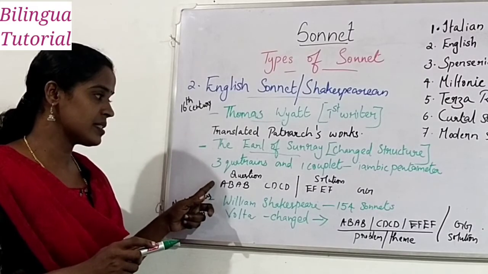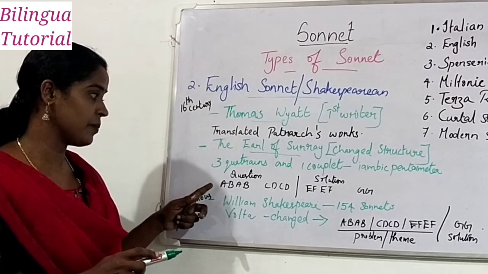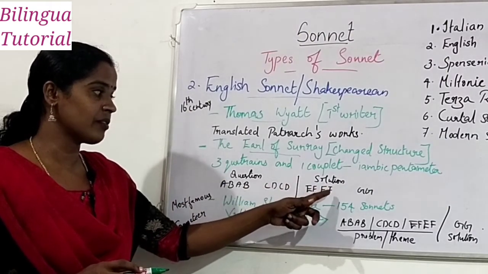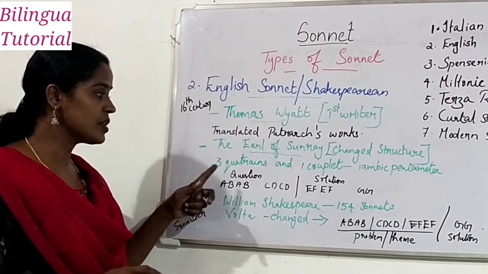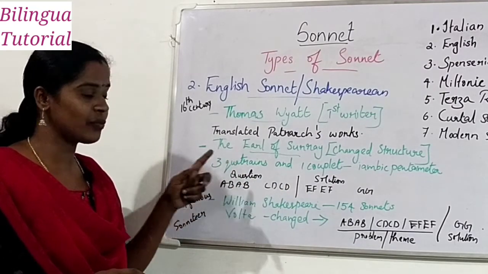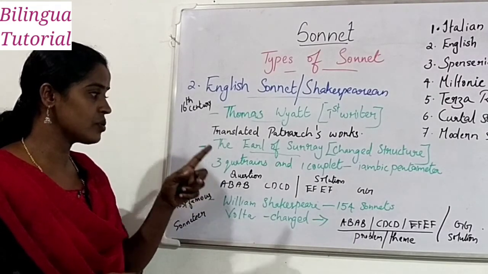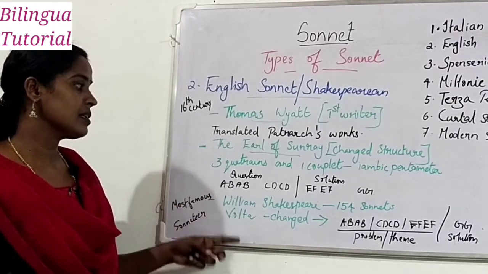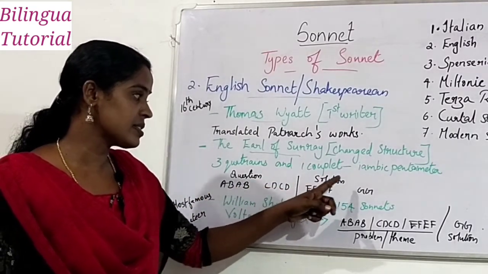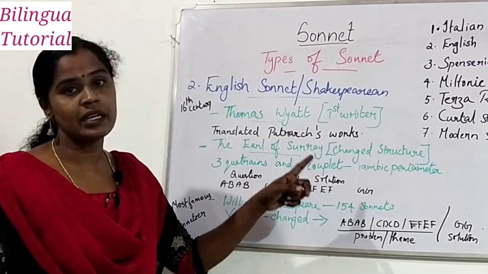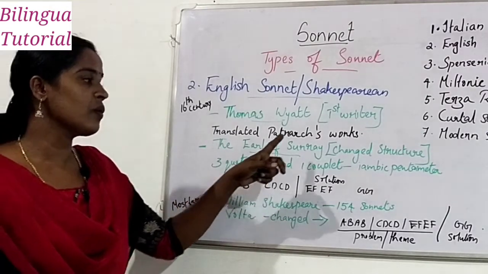So the question or shift in mode is there, no? That starts from E F E F. That is where the solution starts. But the division, you can see, is 3 quatrains. So the question is there in the first 2 quatrains, and the third one begins with the solution, and in the last couplet the solution ends. So this is the structure proposed by the Earl of Surrey.